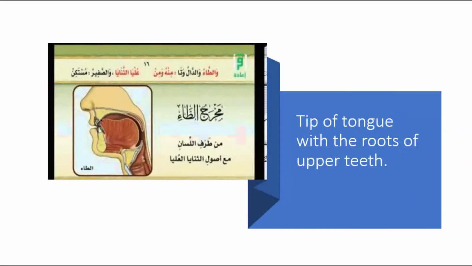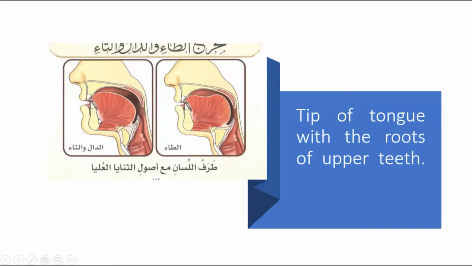You see, at. How do we see the articulation point of the ta? The tip of the tongue with the roots of the upper teeth. Here, the tip of the tongue with the roots of the upper teeth. Here, at, and you see here the tongue is elevated. This elevation of the tongue, at. So this is the tip of the tongue with the roots of the upper teeth. Here the dal and ta come from the same articulation point.